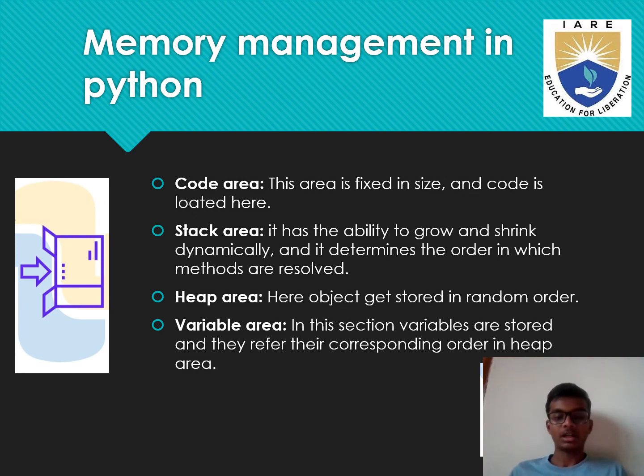Heap area. Here objects get stored in random order. Variable area. In this section, variables are stored and they refer to their corresponding objects in the heap area.